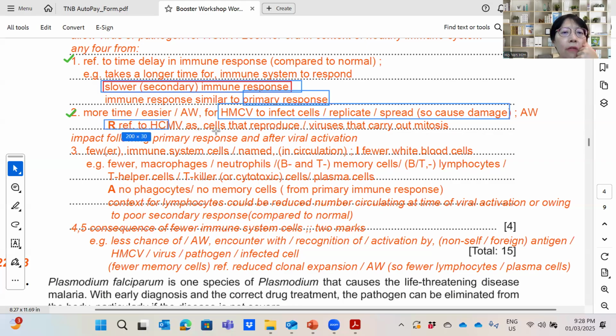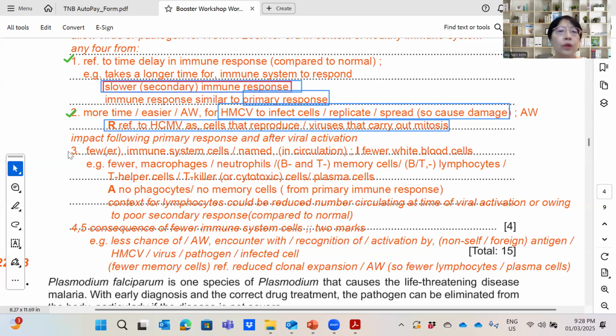Reject it if a student says "more time for the virus to carry out mitosis", because a virus cannot carry out mitosis. So your statement is half correct, half wrong. The whole thing is wrong. You need to know that a virus cannot carry out mitosis. A virus has no nucleus, and a virus is not a cell. So you must write the correct term.